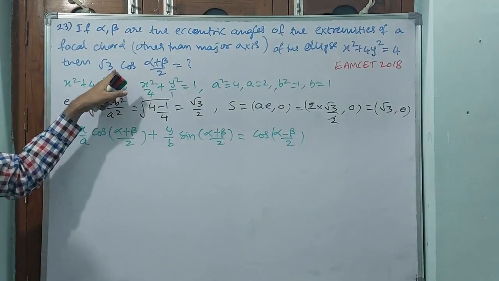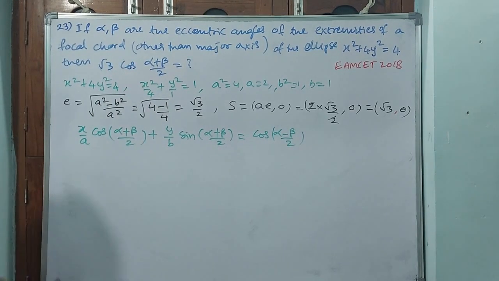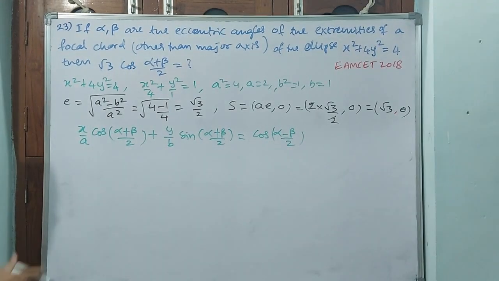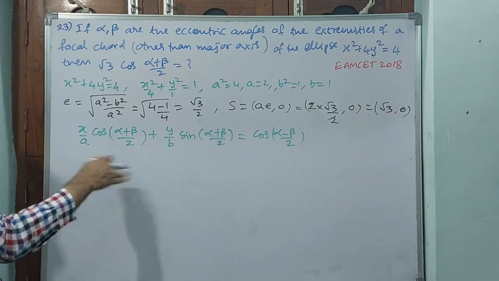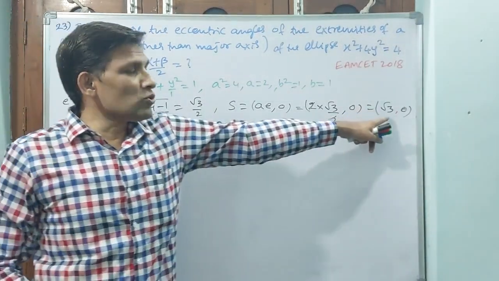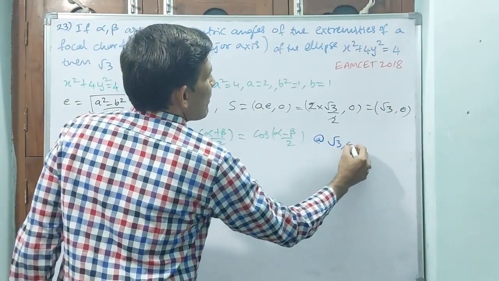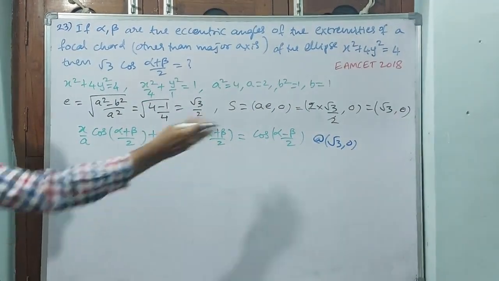Now you see here √3 cos((α+β)/2) is there. Here this will come. You see first what I am doing. Now you see this is the equation. This equation is what? Chord equation. This equation is a line passing through (√3, 0). This is standard. First you have to write, then you apply.